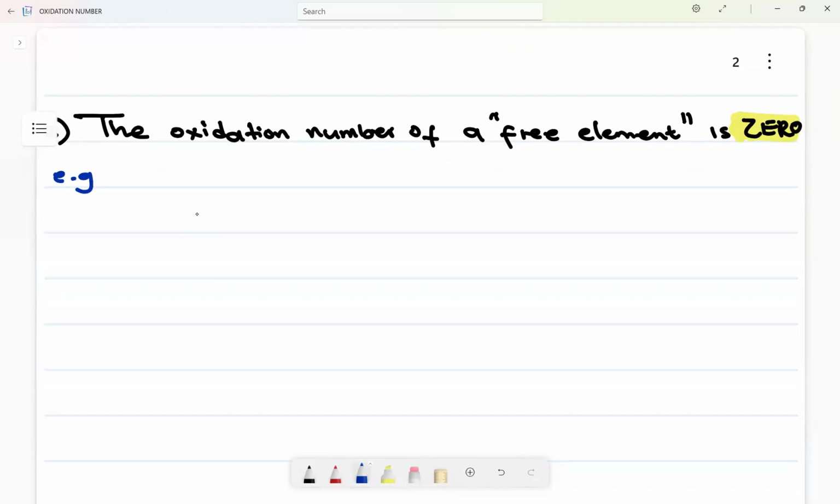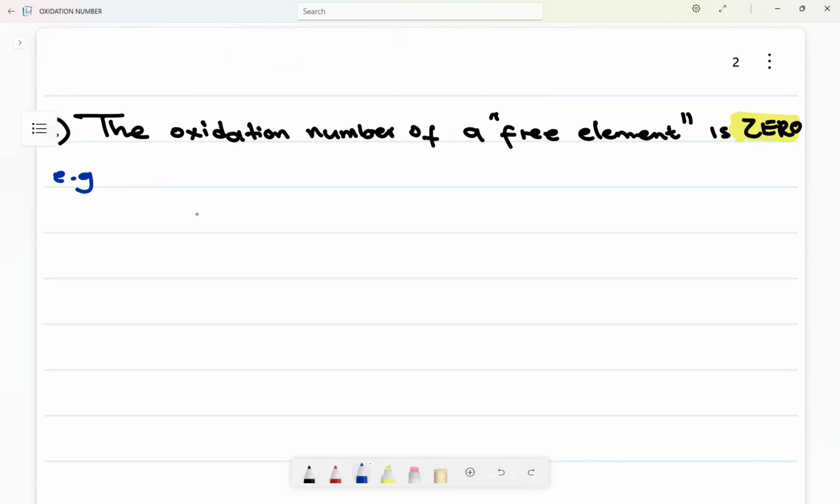Some people don't know how to differentiate between an element and a compound. This is an element. This is a compound. A compound consists of two elements, or rather, it consists of elements. This is a compound. This is an element.